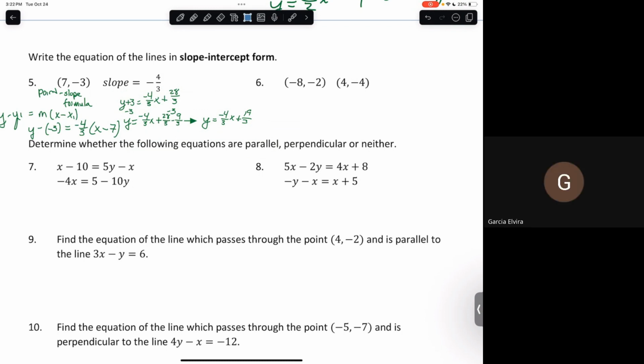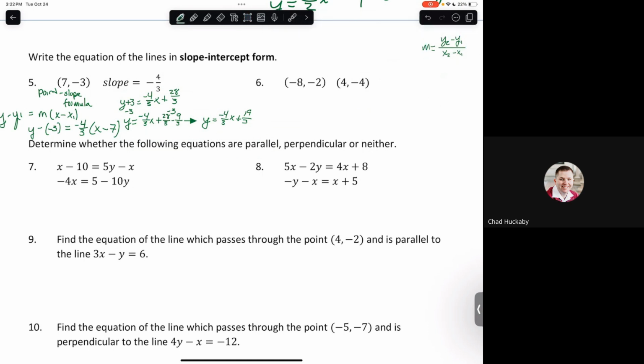Anybody? I would do the y, is it y2 minus y1 and then the x2 minus x1 for the slope to find that. Very good. We're going to find the slope first, and then we'll have 2 points and a slope, so we can use one of those points and the slope to find the equation of our line. So very good.